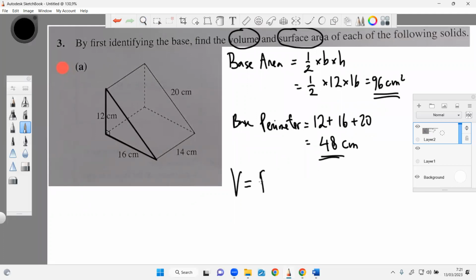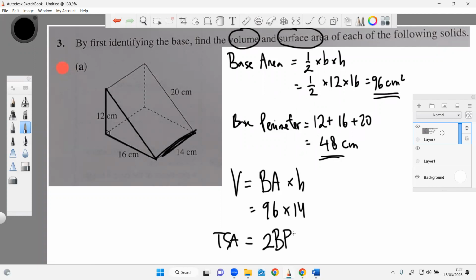What is the volume? Base area times height of the prism, not 12 anymore, right? Because the height of the prism, here is the height. So 96 times 14. You can find it by yourself. Wait, later. Total surface area. Remember what is it? 2 bracket BP height, plus 2 BA. That's all, right?